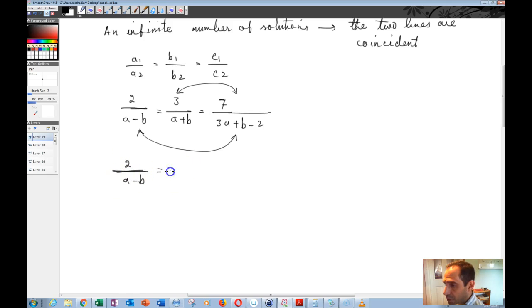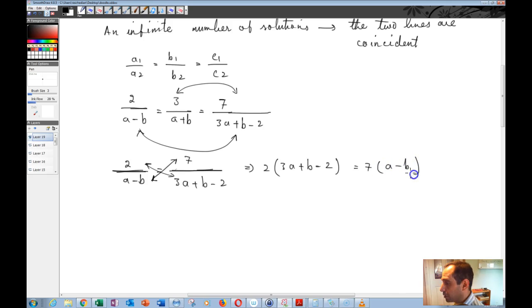2 over A minus B is equal to 7 over 3A plus B minus 2. And then you can cross multiply here. So this is equal to 2 times (3A plus B minus 2) is equal to 7 times (A minus B).